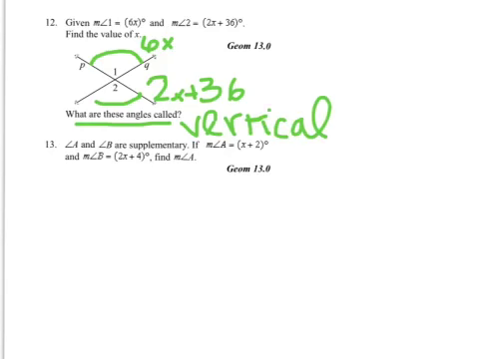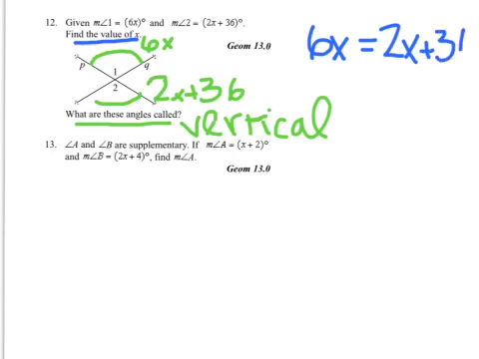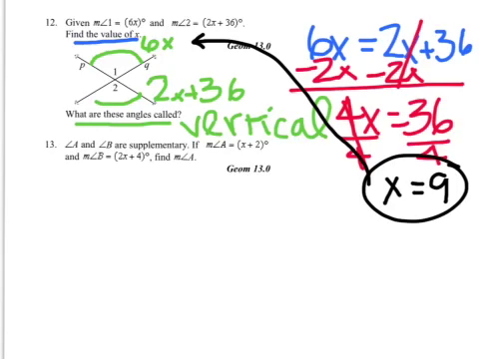So the next thing they ask us is to find the value of x. So I'm going to solve 6x equals 2x plus 36. Go ahead and see if you can solve for x. So when you do that, you should get that x is equal to 9, and I did the work on the right. In the next part, they tell us something.